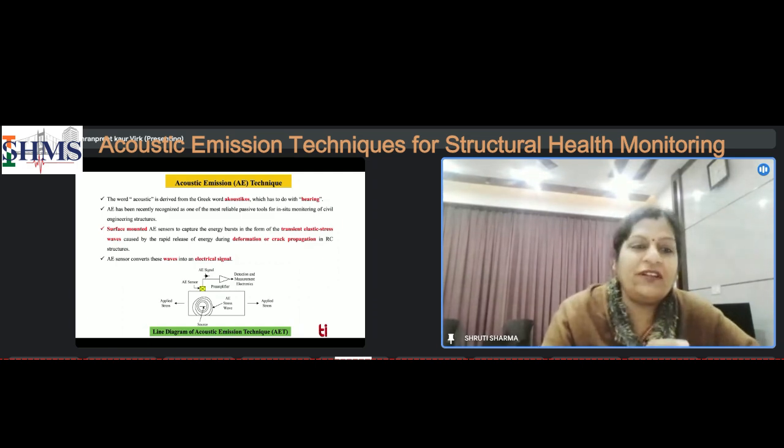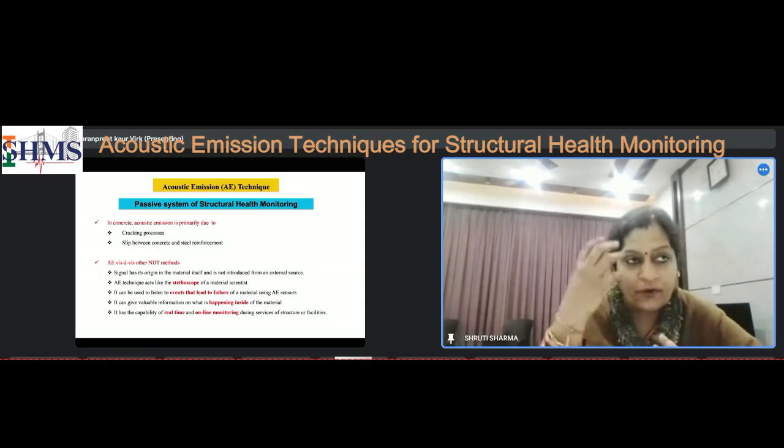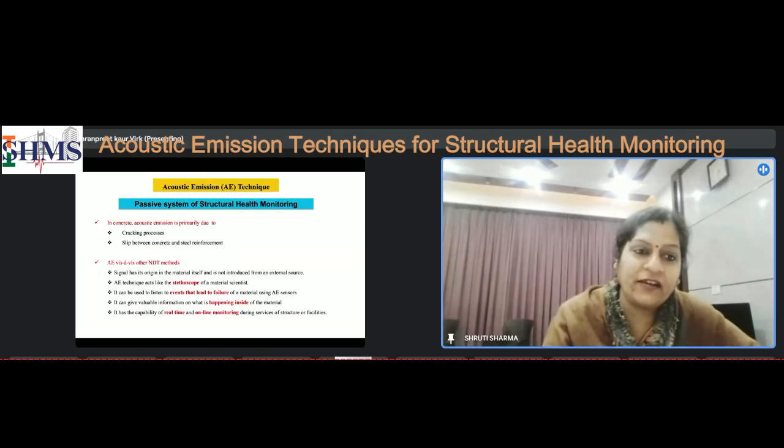Next slide. Acoustic emission, the word itself means hearing what is happening inside before it comes up on the surface. So it listens to cracking and slipping inside. If we talk typically of an RCC structure, it's a passive system. Why passive, not active?